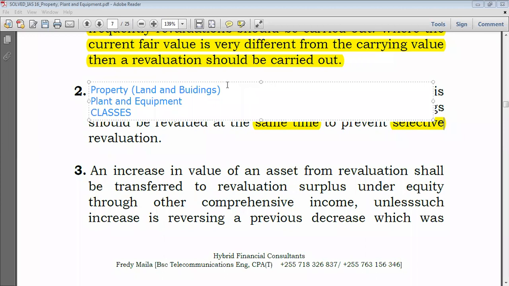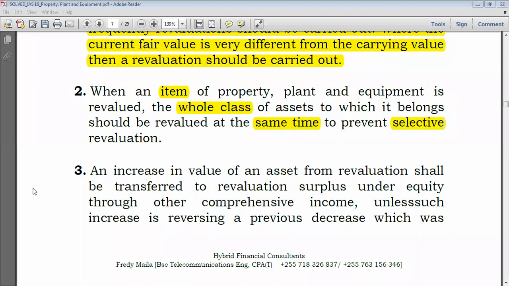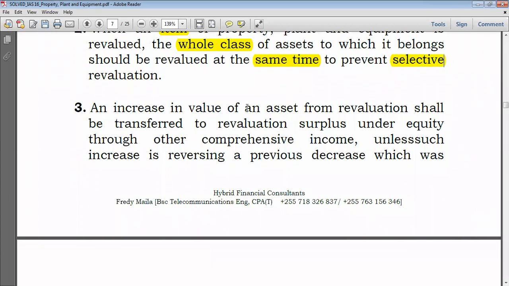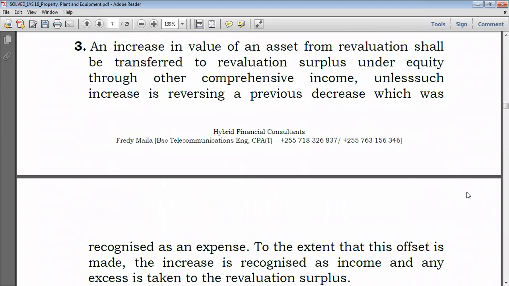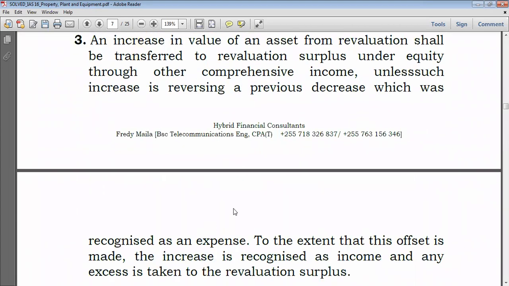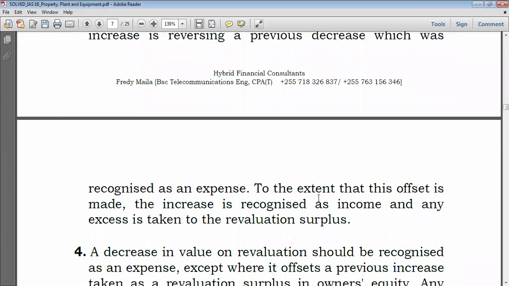Another thing here, we say that an increase in value of an asset, this is also a very important point, an increase in value of an asset from revaluation shall be transferred to revaluation surplus in equity through other comprehensive income, unless such increase is reversing a previous decrease which was recognized as an expense. To the extent that this offset is made, the increase is recognized as income, and any excess is taken to revaluation surplus. Let me explain this.